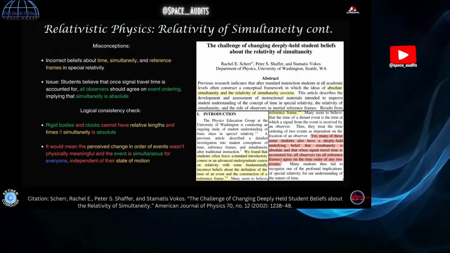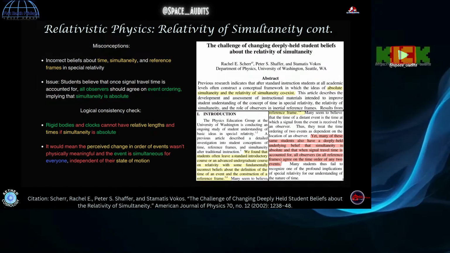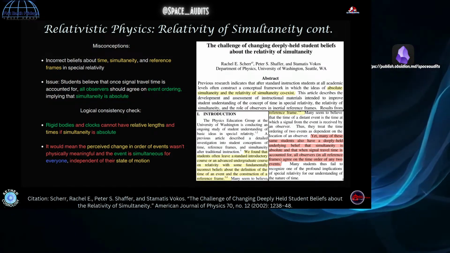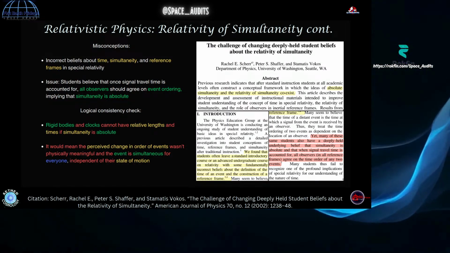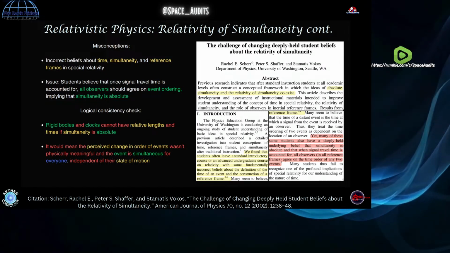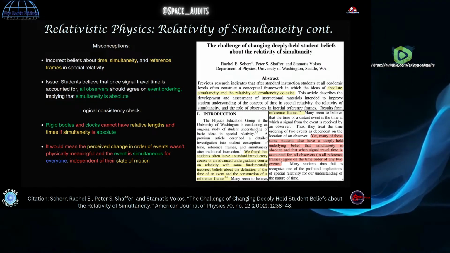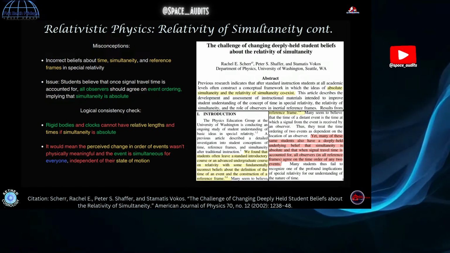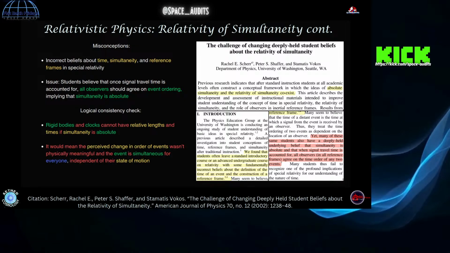So anyway, we're referencing here now from 2002, the challenge of changing deeply held student beliefs about relativity of simultaneity. And this was the blind survey study that I was referencing, where they were surveying different levels of academia.